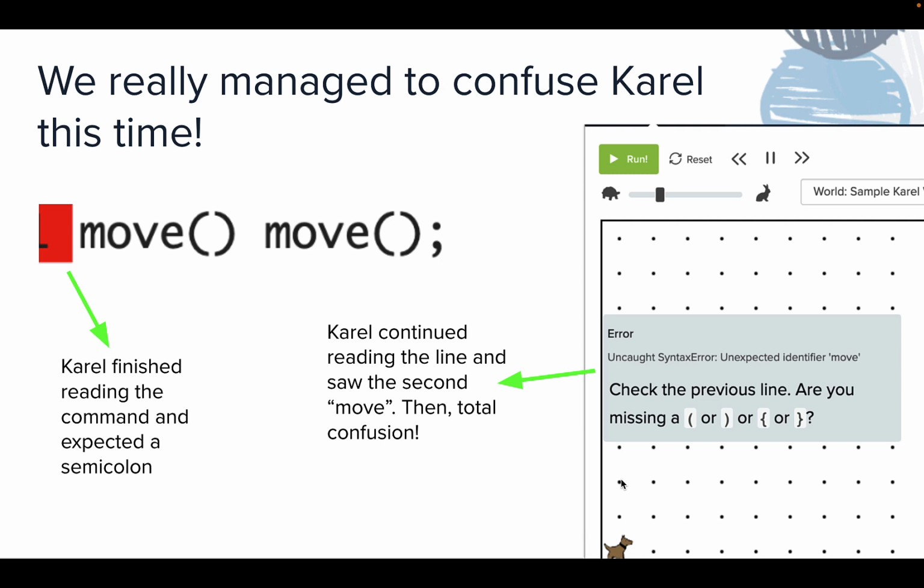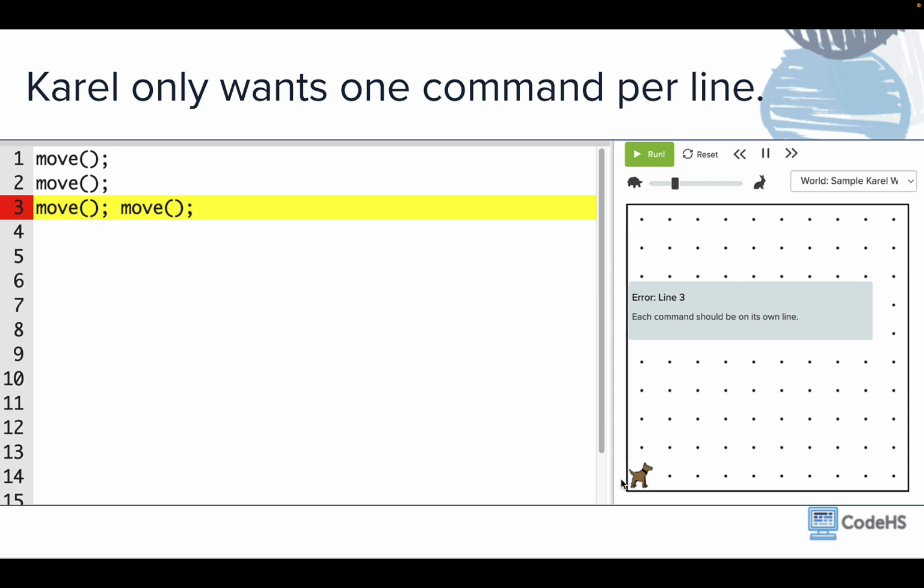because we didn't give it a semicolon and moved to the next line to give the next command. So that's why it says unexpected identifier move. It's just confused when it's looking for other parentheses. In this example, again, Karel can only take one command per line. And so even though we have the semicolons between each command and at the very end, Karel will not be able to run this code because it can only have one command per line.